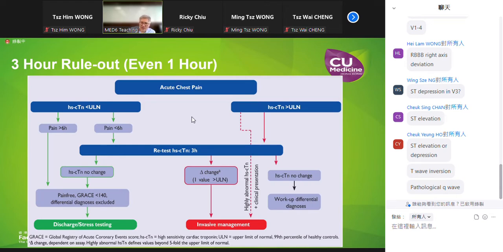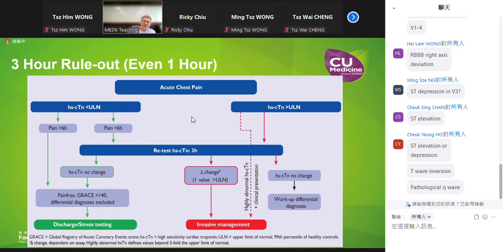Now there are some people more aggressive. There's even a 1 hour protocol. But to be on the more conservative side, 3 hours is a good rule, so that you're not going to miss anything. If you do a troponin in the beginning and do troponin 3 hours later, it's not going to go up. It's not going to go up.